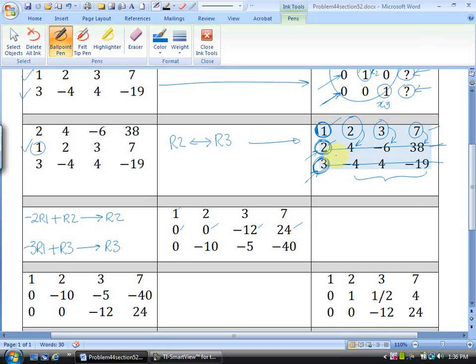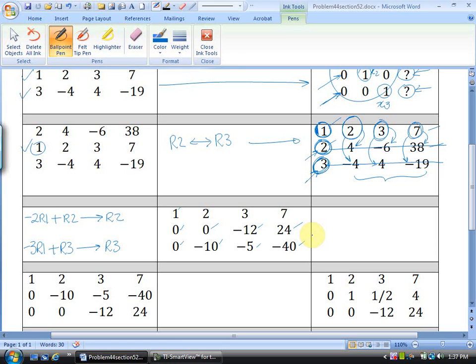Minus 3 times 1 plus 3 gives me the 0. I showed that already. Here, on the second position, minus 3 times 2 is minus 6. I add the minus 6 to this minus 4, I get minus 10. Minus 3 times 3 is minus 9. I add minus 9 to plus 4, I get minus 5. Minus 3 times 7 is minus 21. I add minus 21 to minus 19, I get minus 40. And that is my new matrix.